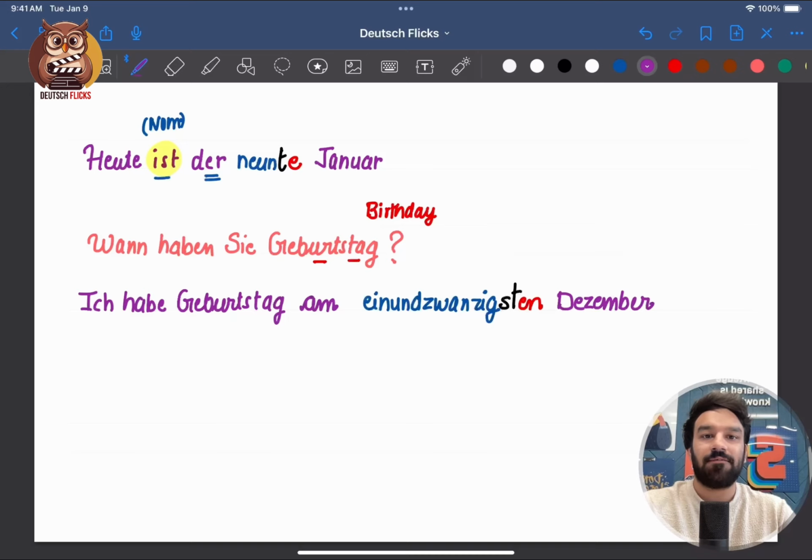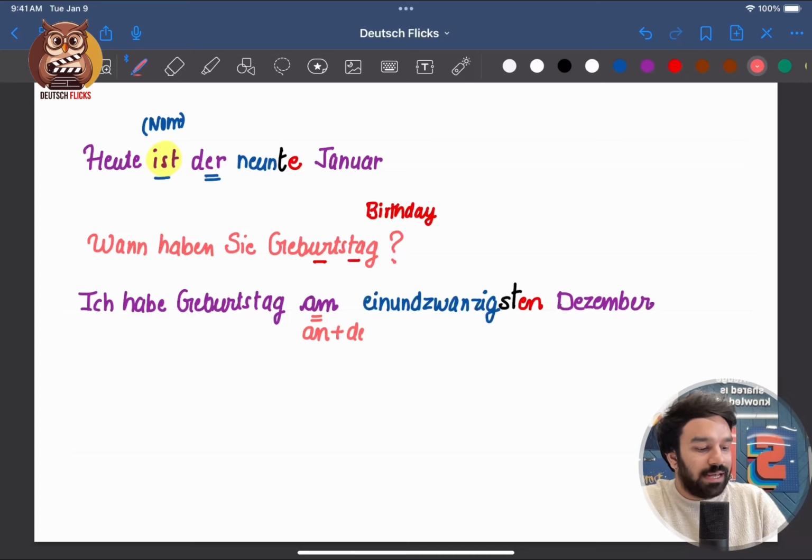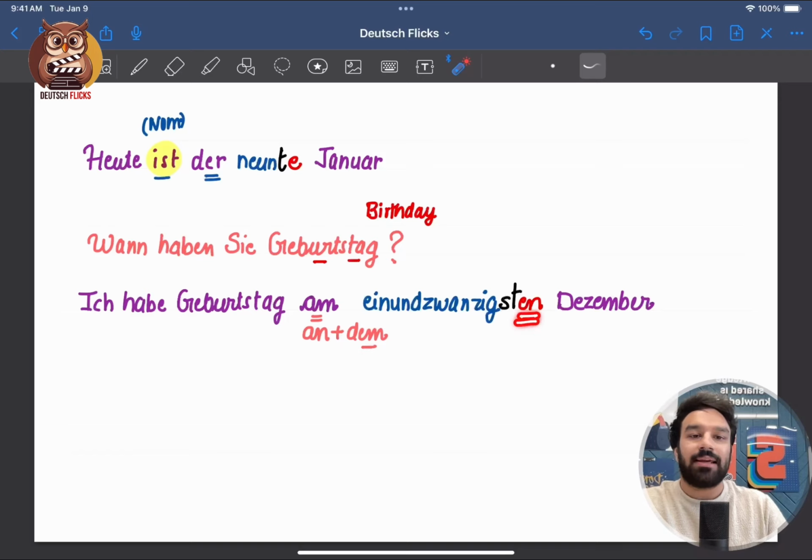Now the question is, why have I chosen dative ending here? Reason being, this word consists of two words. Firstly, the preposition an. So with days we use the preposition called am. So am is nothing but an plus dem, and dem is dative case here. Since we know this is dative case, we have to choose the ending en. So it becomes Ich habe Geburtstag am 21. Dezember.